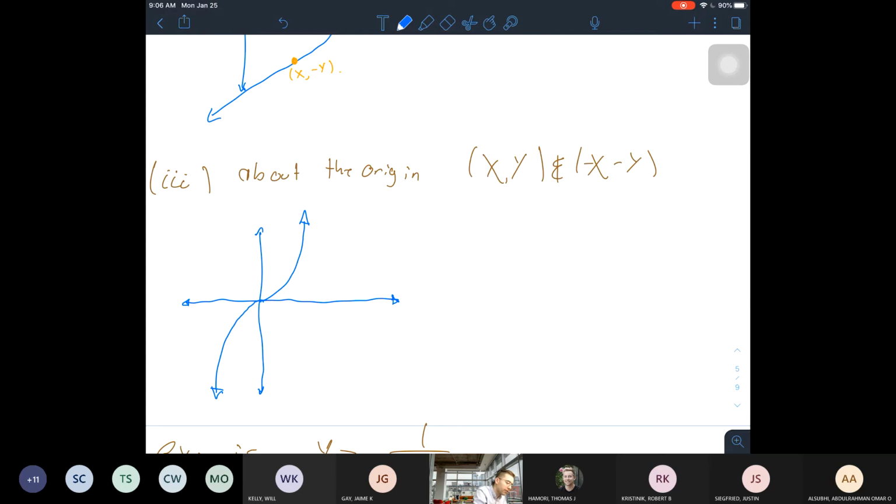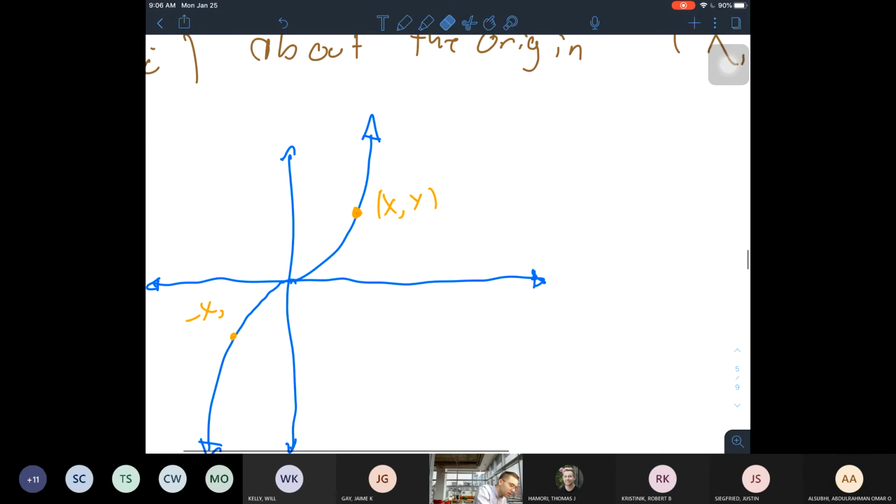And what we mean for this one is that for every point x comma y, we've got a corresponding point down here in the mirror dimension of negative x comma negative y. It's not so easy to read that. Negative x comma negative y.